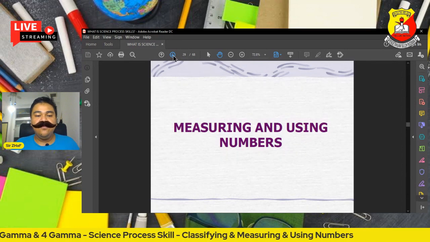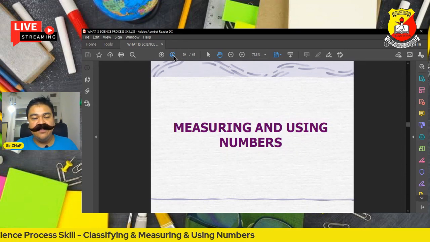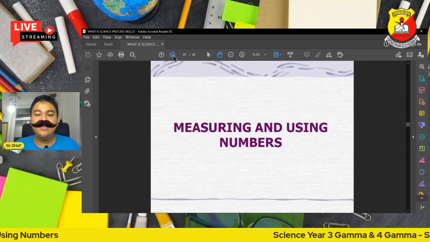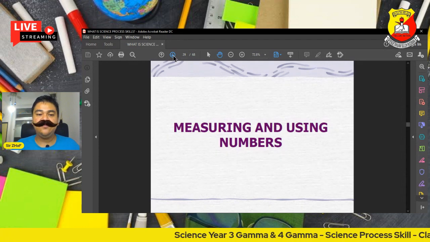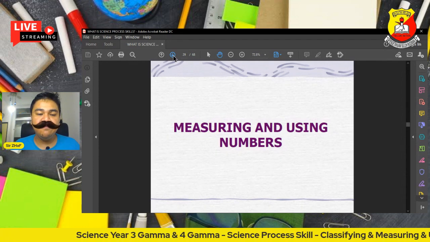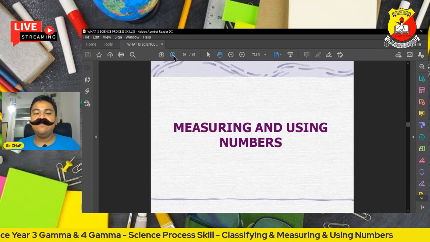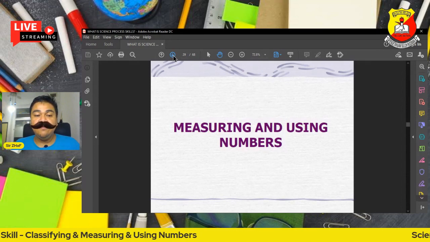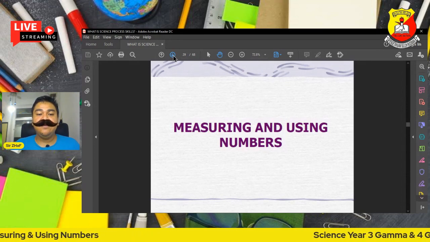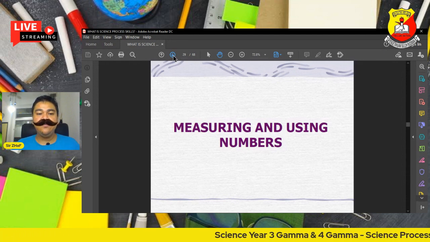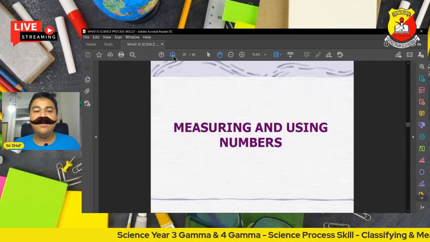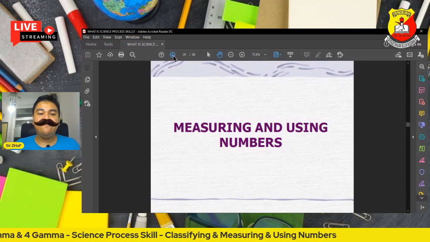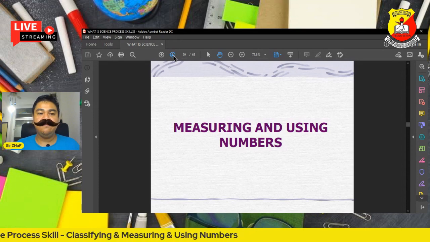So we look into the second science process skill, measuring and using numbers. What is measuring and using numbers? You have learned about observing, and then you have learned about classifying, and now you are learning about measuring and using numbers. In Malay, we call it mengukur dan menggunakan nombor. The words stand for themselves: measuring and using numbers.